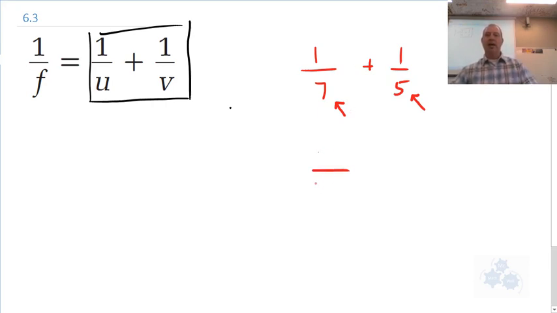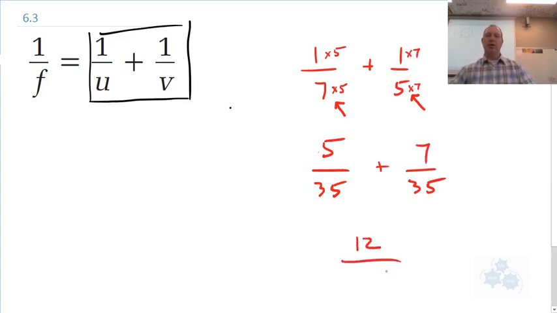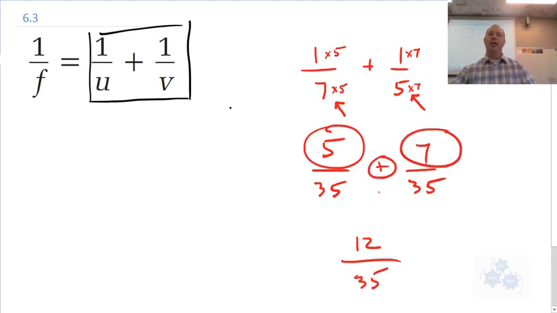So if we make these both over 35, what do you have to multiply 7 by? Well, times 5. So we multiply the top of this one by 5, so that's 5. This one has to be multiplied by 7, so we'll multiply the top by 7. So that's going to be 7. So this is actually 12 over 35. We can add the top numbers while keeping the bottom numbers the same.